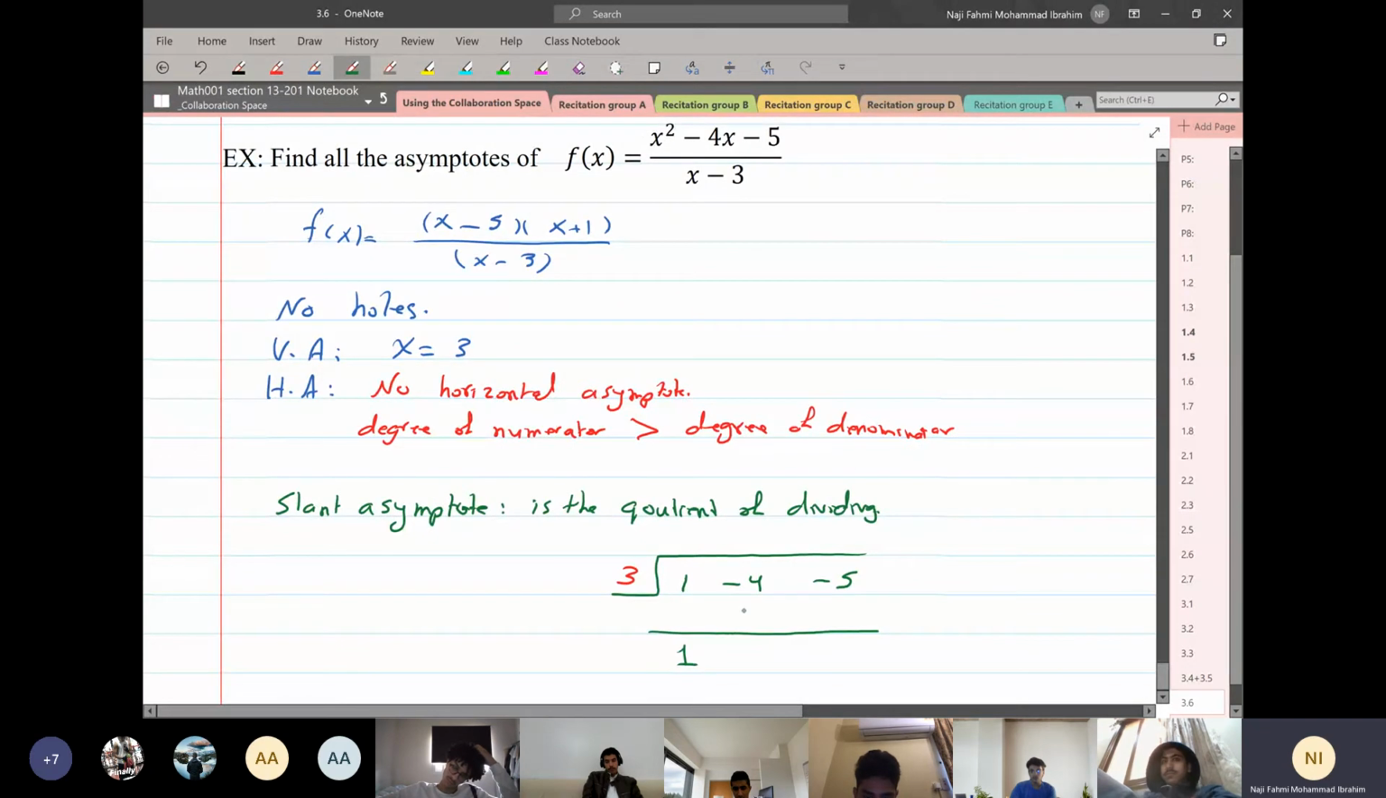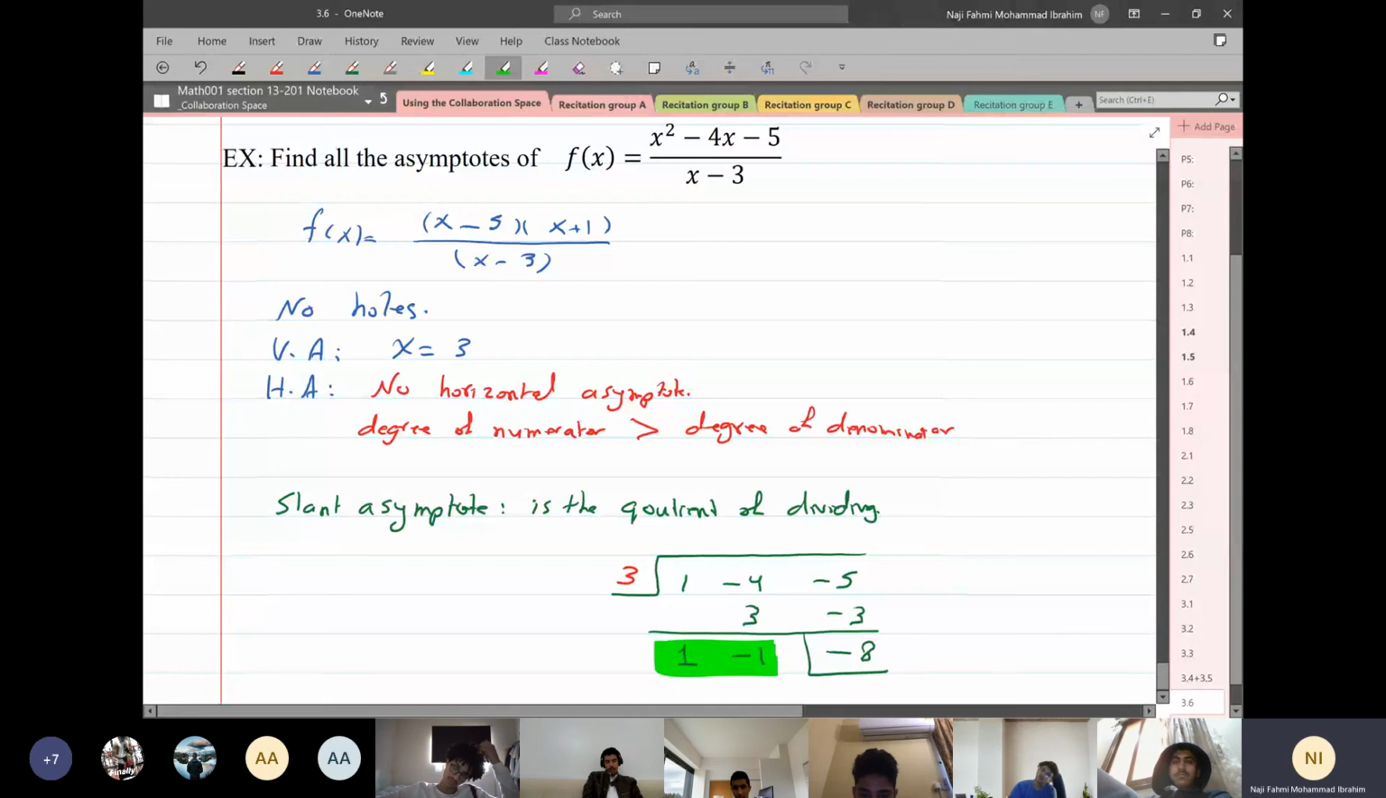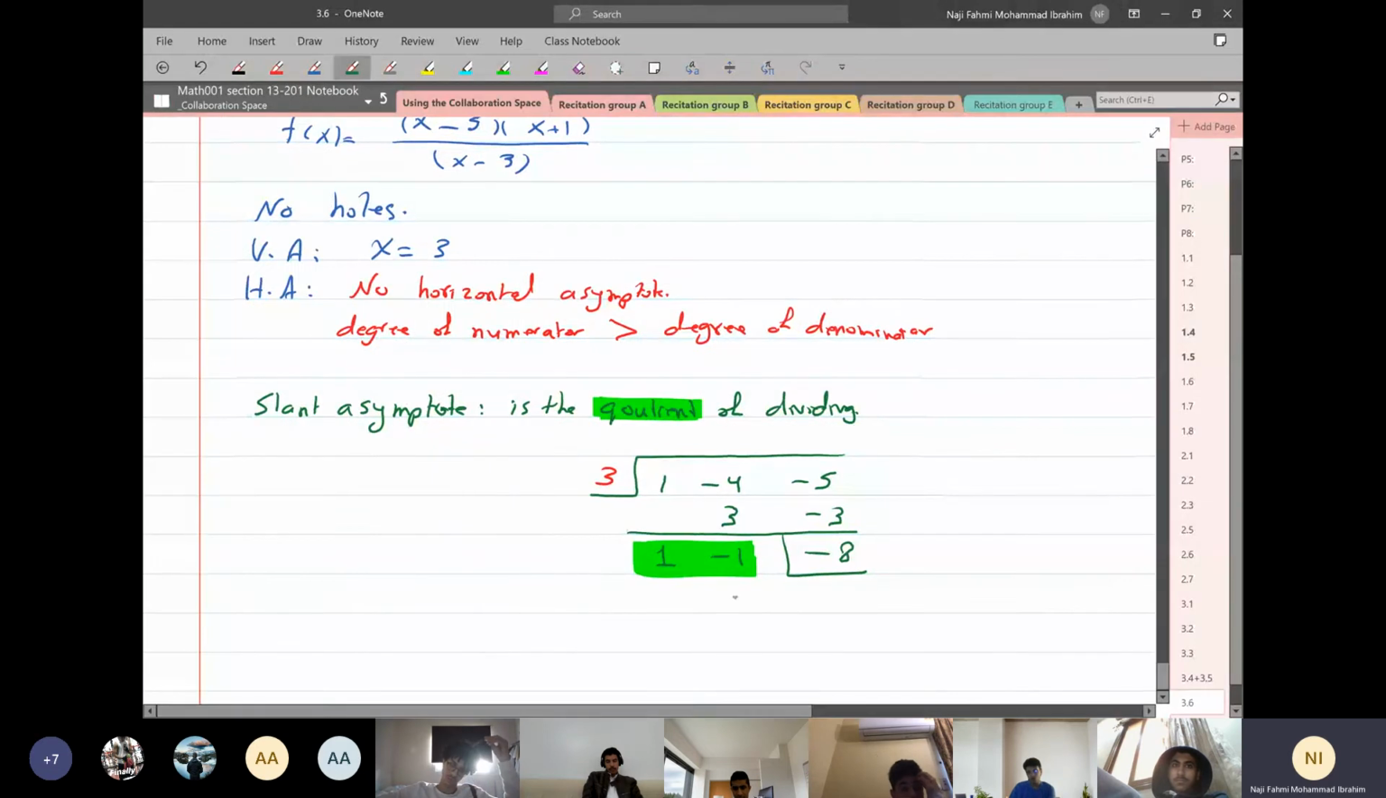1 will go down, then we have 3, -1, -3, negative what? -8. This thing here, what do we call it? This green thing. Is it the quotient or not? Yes. And if we remember, this -1 was the constant, and the 1 was the coefficient of x. So can I write f of x now in this form? X minus 1 plus the remainder, which is -8 over x minus 3.